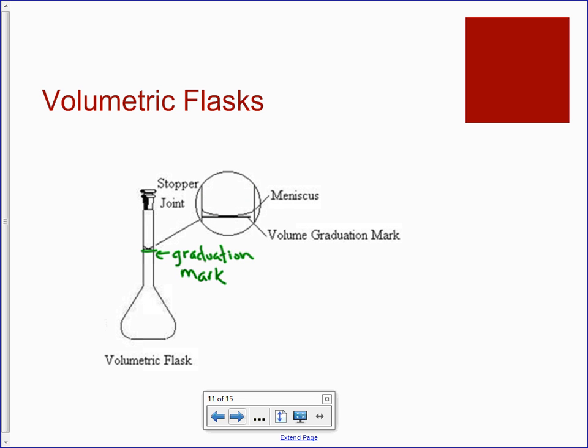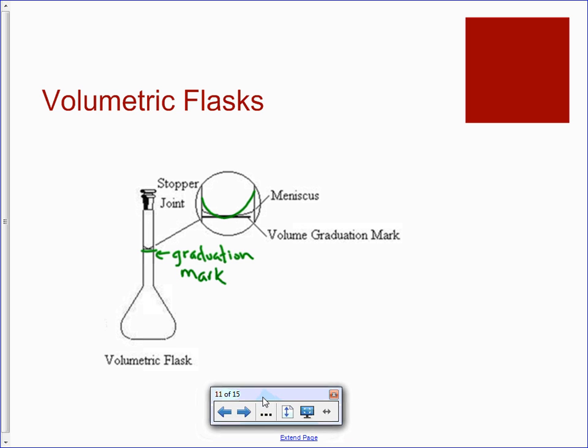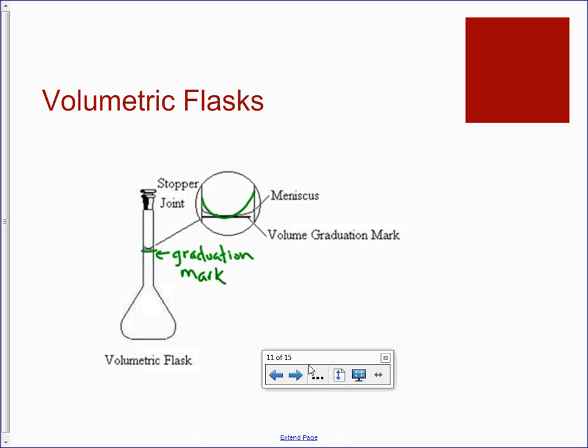If that meniscus is below the line, again, we don't have enough of our solvent in the flask and the concentration will not be accurate. So we want to make sure that the bottom of the meniscus is touching that graduation mark, and that will ensure that we've accurately prepared our solution. So we'll perform some labs later on where you guys will prepare solutions of specific concentrations using volumetric flasks. So we'll come back to that later on.